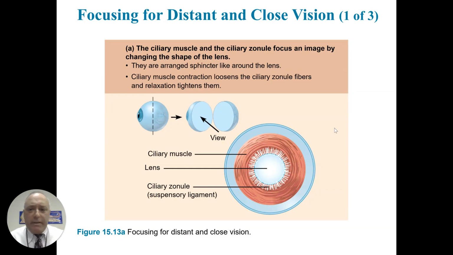So focusing depends on the ciliary muscles that are attached to the lens. And these muscles are arranged like a sphincter, and when they contract, instead of pulling on the lens, it loosens the lens. And then when they relax, the lens tightens up. So it's a little bit opposite of what you might think.